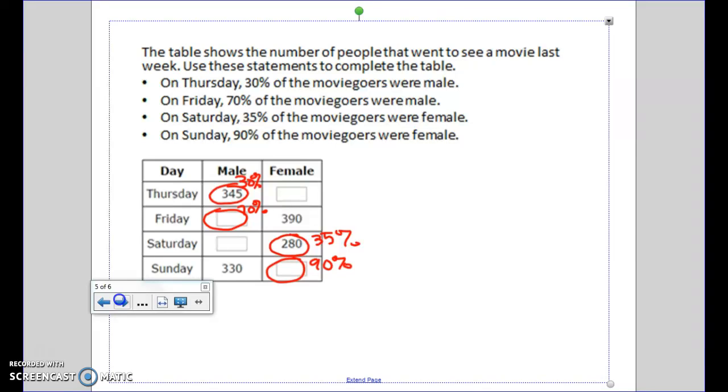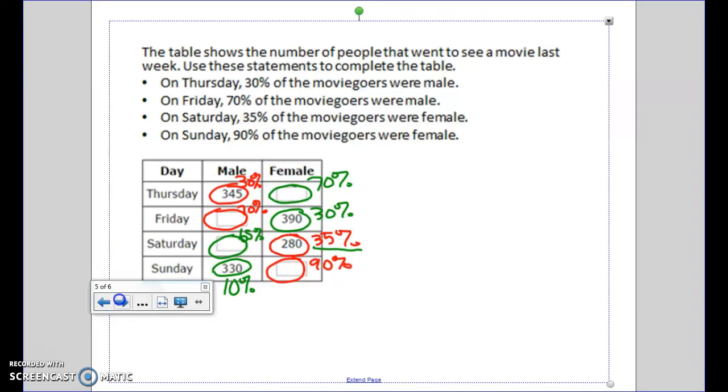So if 30% were male, that means 70% were female. If 70% were male, then 30% were female. And the same way the other way around. I need to have a total of 100% of the viewers. So if 35% are female, that means there's 65% left to be male. And if 90% are female, then this leaves 10% to be male.